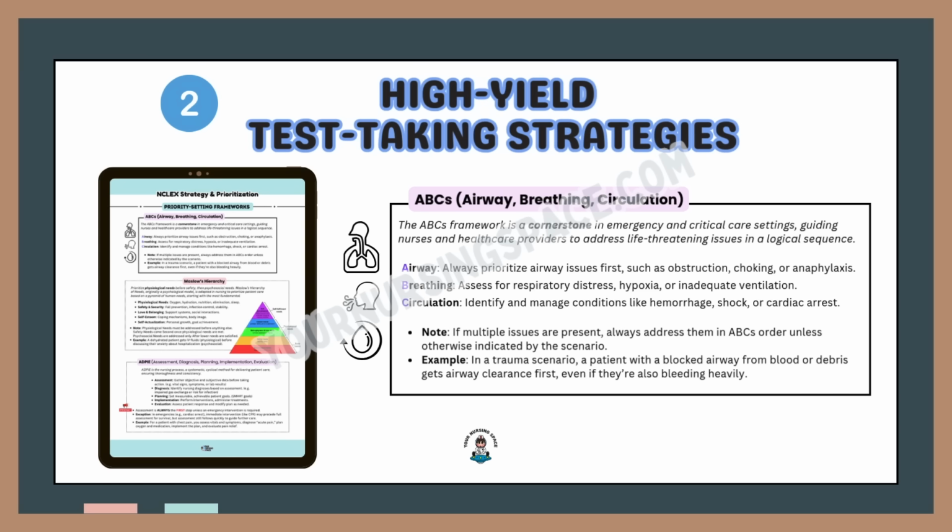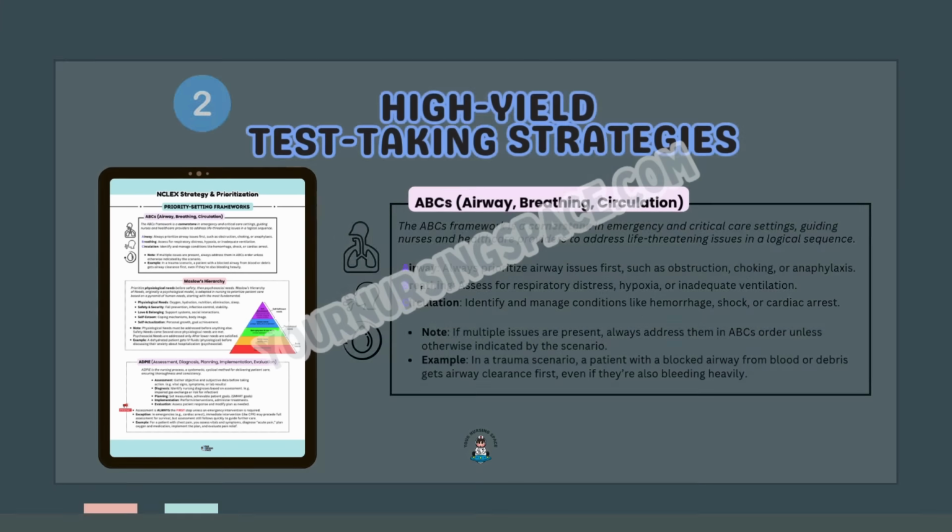For example, in a trauma case, if a patient's airway is blocked with blood or debris, you clear that first, even if they're losing blood fast. The ABCs are huge in emergency and critical care. It's how nurses and providers tackle life-threatening stuff step by step. Now let's shift gears to Maslow's hierarchy.